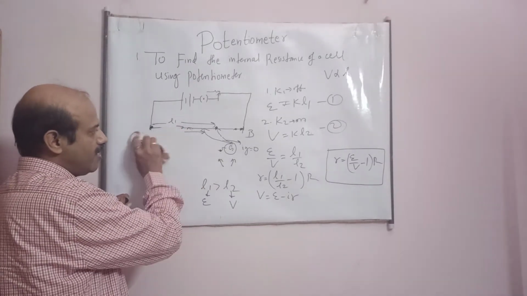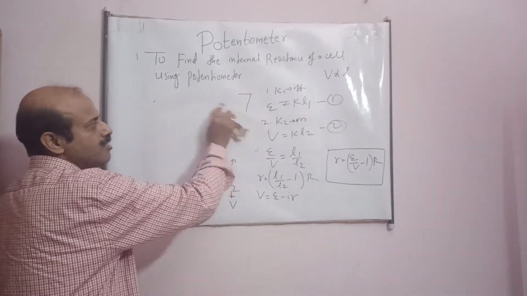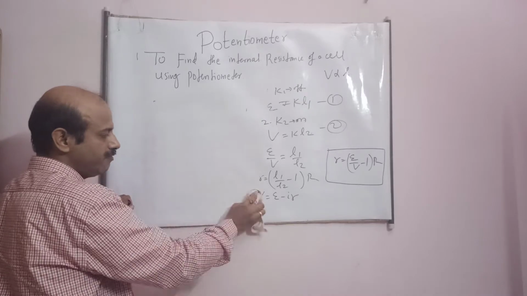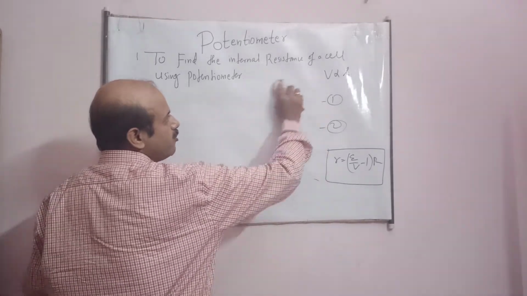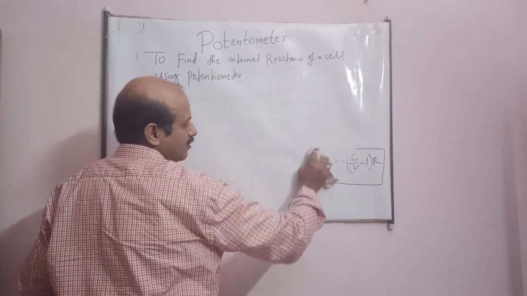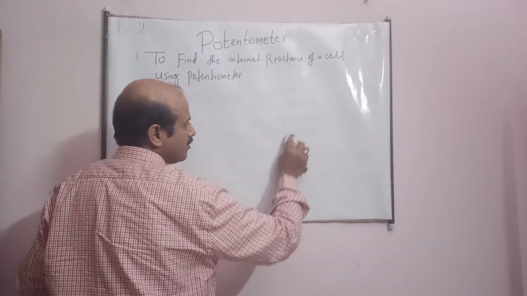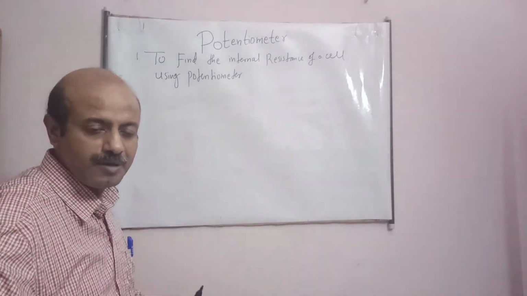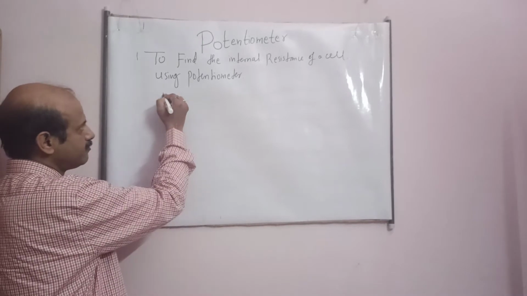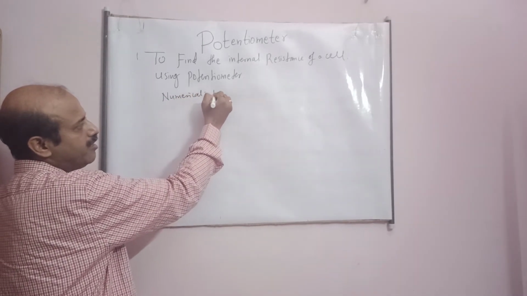So, student, what is a potentiometer? You must have understood. It is a device which can measure the potential difference between any two points of an electrical circuit, and it can generate a potential difference of our choice by this method. Now I'll take a very simple numerical to make you understand how to find the internal resistance.